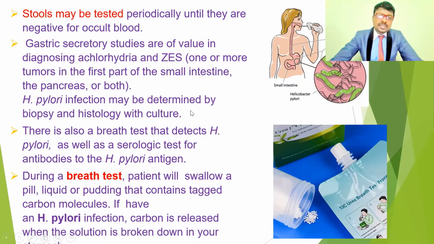Another investigation is the gastric secretory studies. These gastric secretory studies are going to help us diagnose achlorhydria. In the case of gastric ulcers, the gastric secretions such as HCl may be produced in lesser amounts, or maybe normal amounts. If there is less production or an absence of HCl concentration in the gastric juices, it indicates gastric ulcers. So there we can identify it.